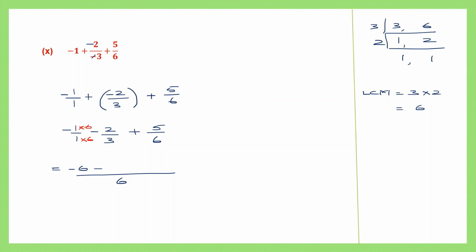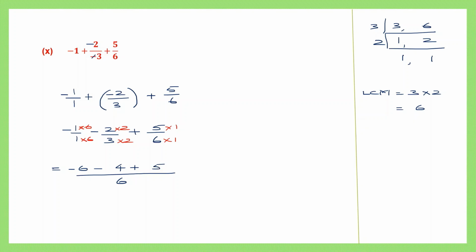Minus, let's go to the second rational number. Denominator is 3. 3 twos are 6. So 2 into 2 is 4. So 2 twos are 4. Plus the last one is 6. So 6 into 1 is 6. So multiply 5 into 1. 5 ones are 5. So what do we have here? Minus 6, minus 4, plus 5.